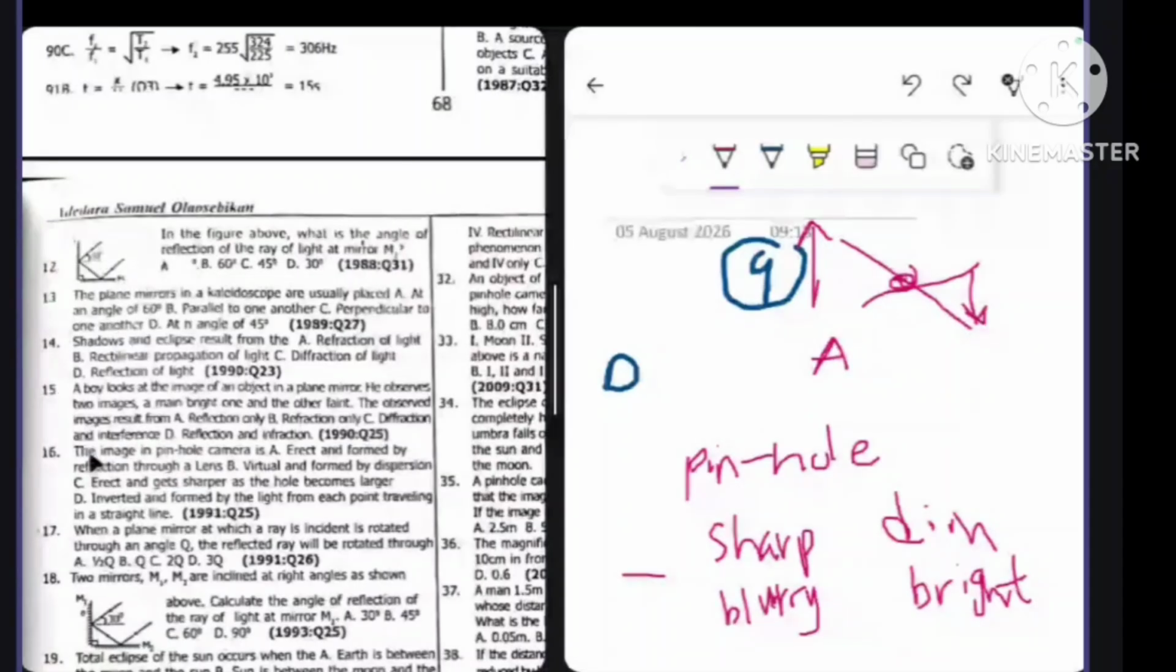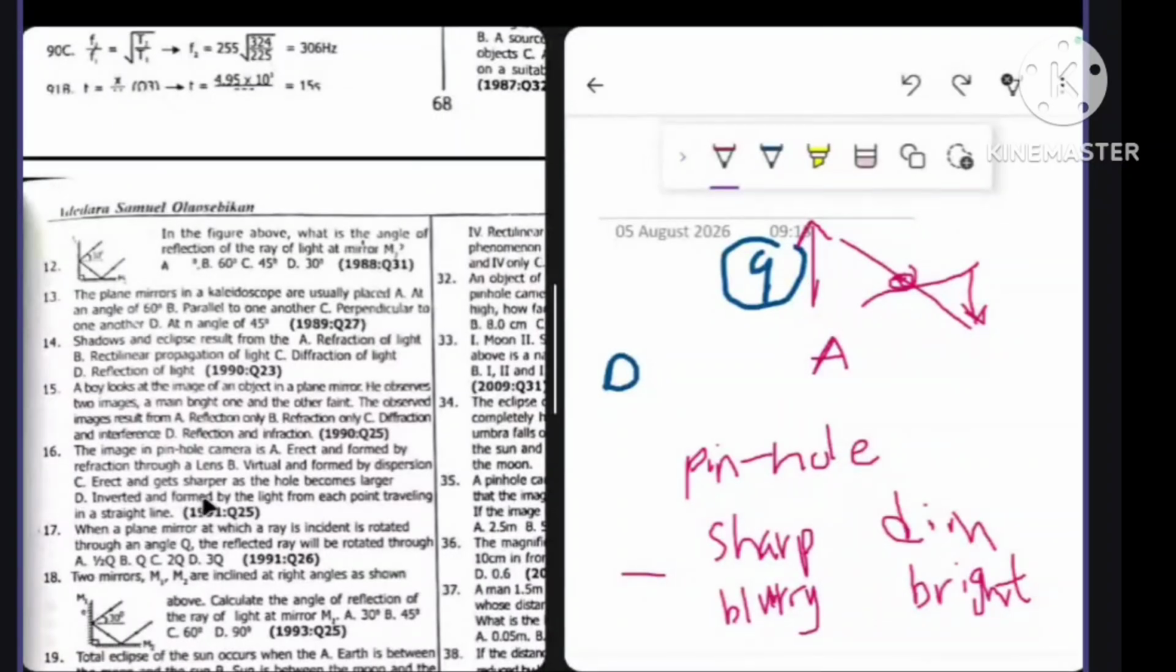Okay, 16. It says the image in a pinhole camera is dash. What is the nature of the image formed in a pinhole camera setup? A, it is erect and formed by refraction through a lens. B, it is virtual and formed by dispersion. C, it is erect and gets sharper as the hole gets larger. D, it is inverted and formed by the light from each point traveling in a straight line. So what do we take as our answer for question 16? So I say D.